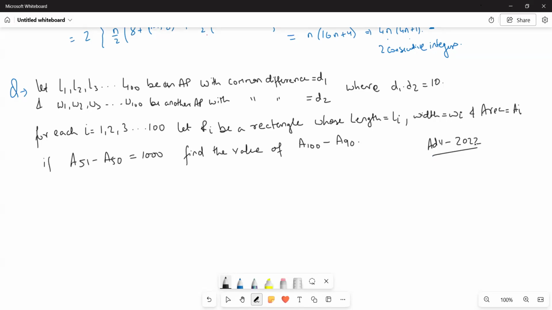Sir, what is written after "let"? Let Ri be a rectangle whose length is Li, width is Wi, and area is Ai. So if A51 minus A50 is 1000, find the value of A100 minus A90.